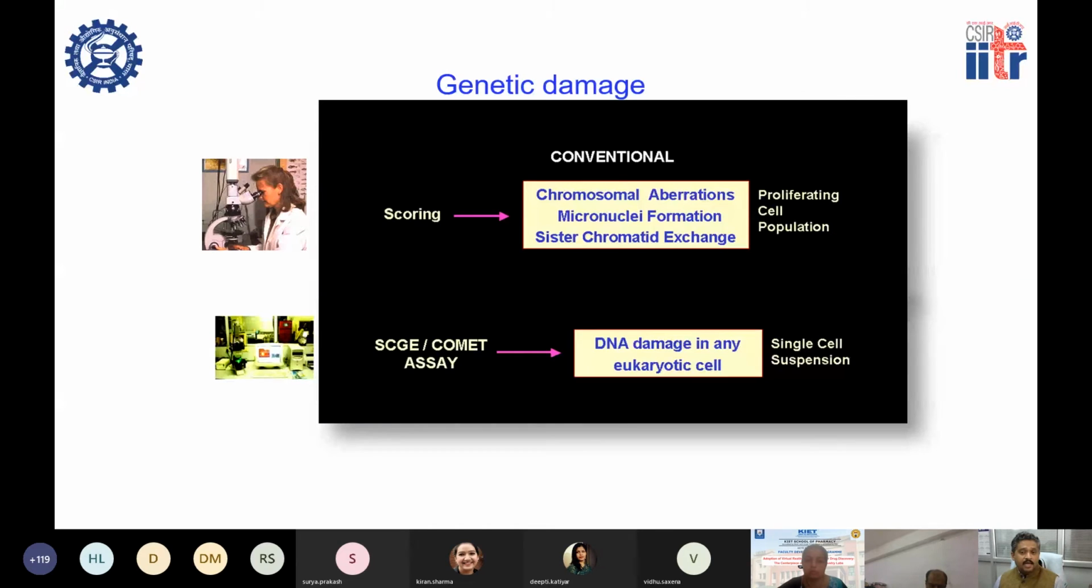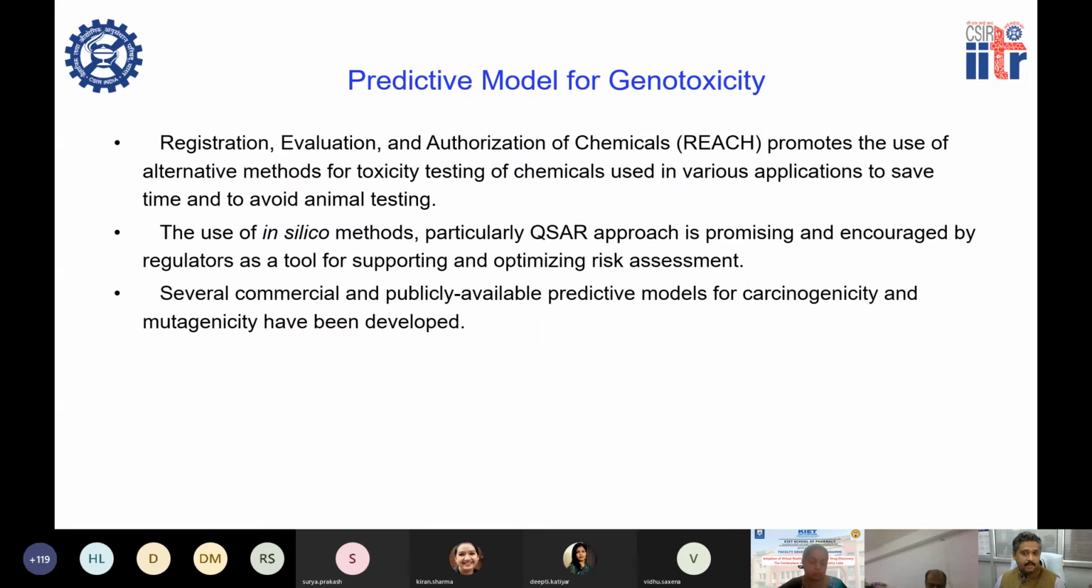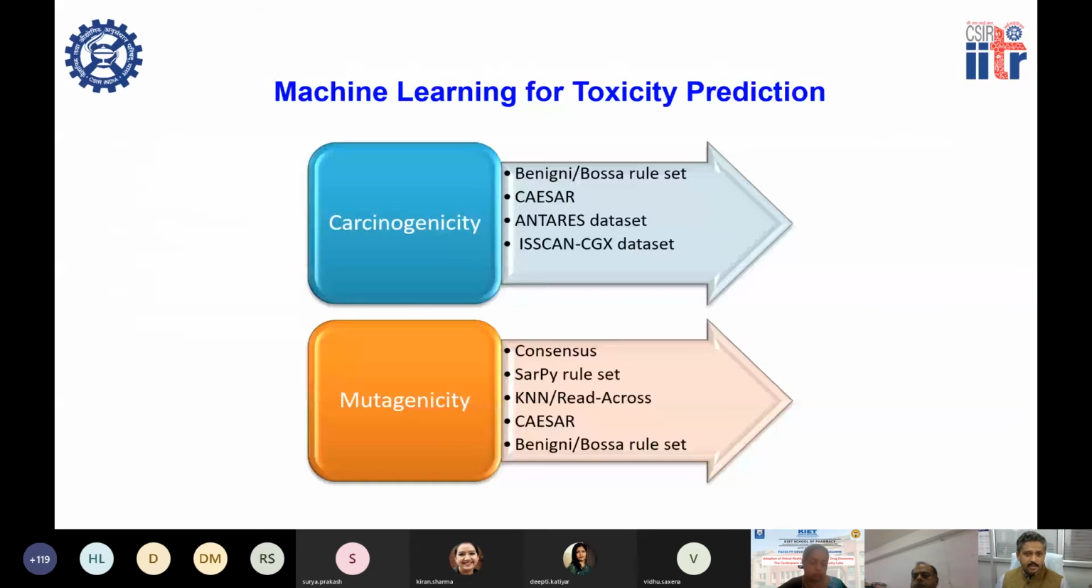Conventionally, people can do some standard tests like chromosome aberration, micronucleus formation, or the Comet assay. And recently, REACH and various European agencies are suggesting to start first with in silico approaches like QSAR-based models. Then that will provide a genotoxicity-based prediction. Then you can go ahead and take the molecules which are cleared by these QSAR-based predictions.